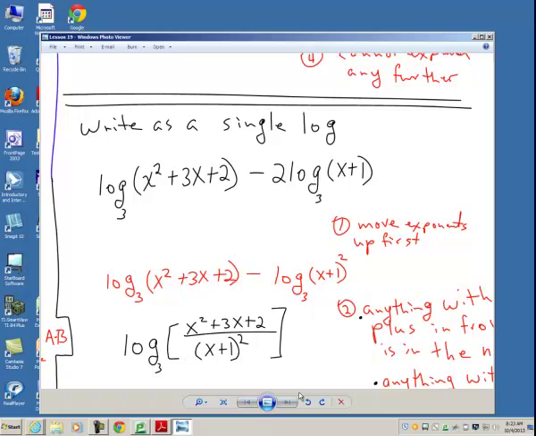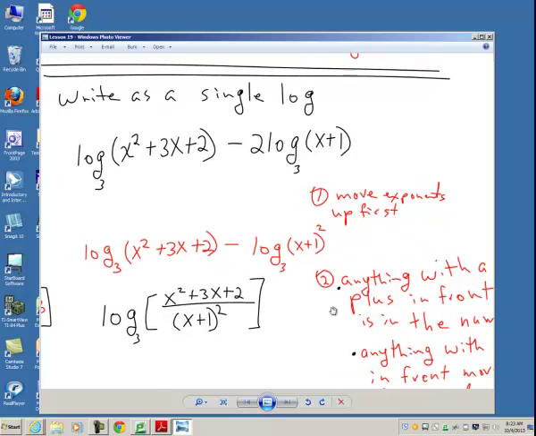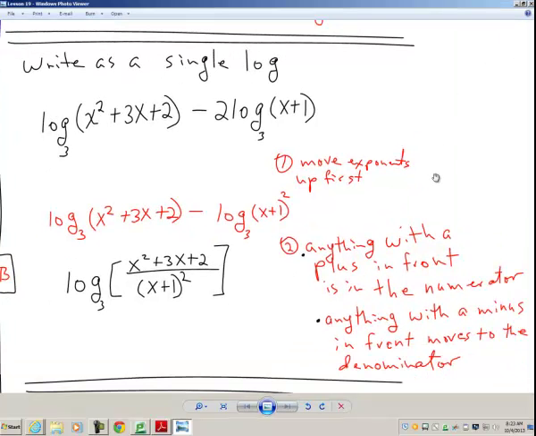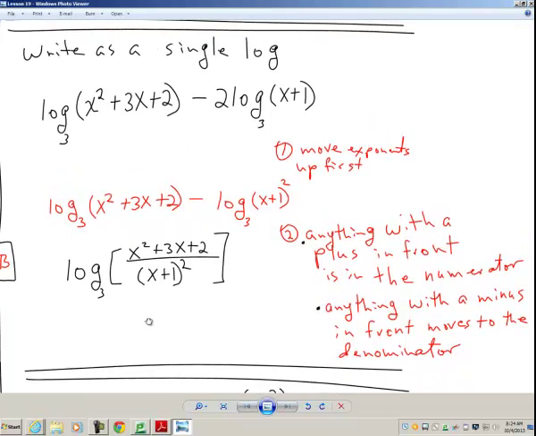Okay? So you have to keep the change of base formula and this straight in your mind. Anything with a plus in front is in the numerator. Anything with a minus in front moves to the denominator. Okay? So you're going to condense it to a single logarithm, no more. Its base stays the same. Okay, questions with that?